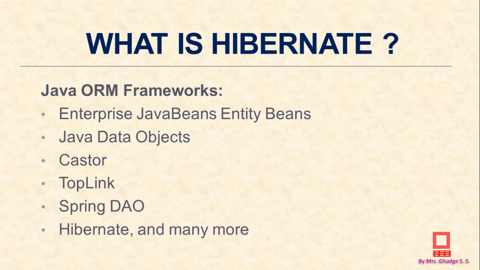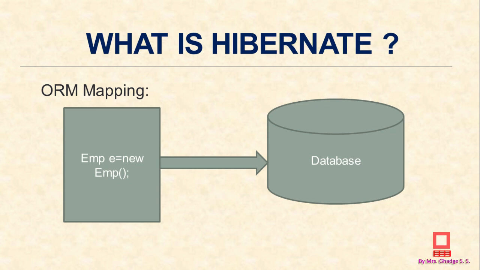First of all, let us see various Java ORM frameworks that are available today. The first one is Enterprise Java Beans Entity Beans, or we can say EJB Entity Beans. Then Java Data Objects, Castor, Toplink, Spring DAO, and Hibernate. So there are various frameworks available today which support ORM, that is Object Relational Mapping. Now let us see how ORM mapping works.